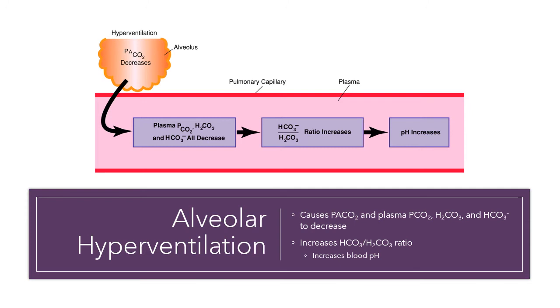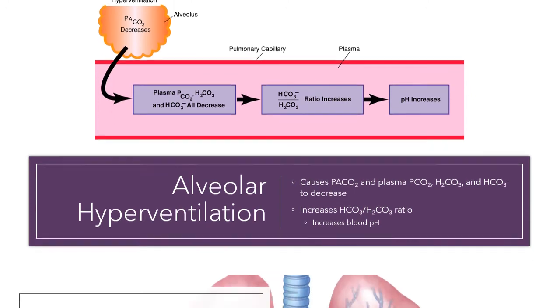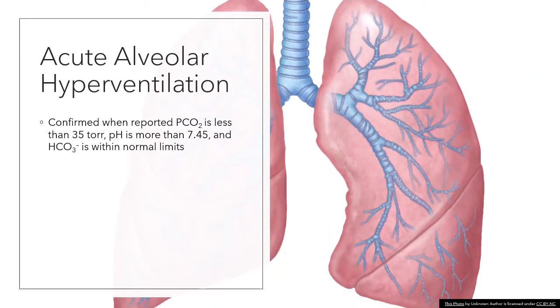Alveolar hyperventilation, pictured here, causes the PaCO2 and the plasma CO2, carbonic acid, and bicarb to diminish. It increases the bicarb to carbonic acid ratio, and in turn, the pH of the blood increases.